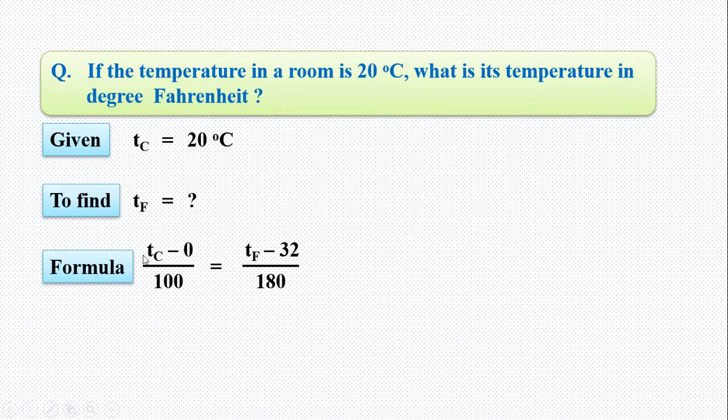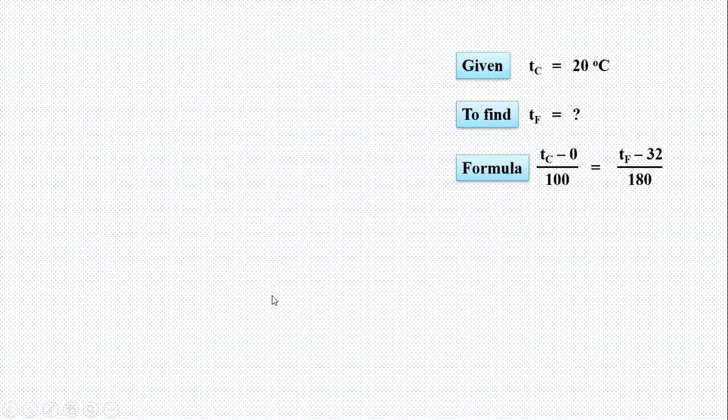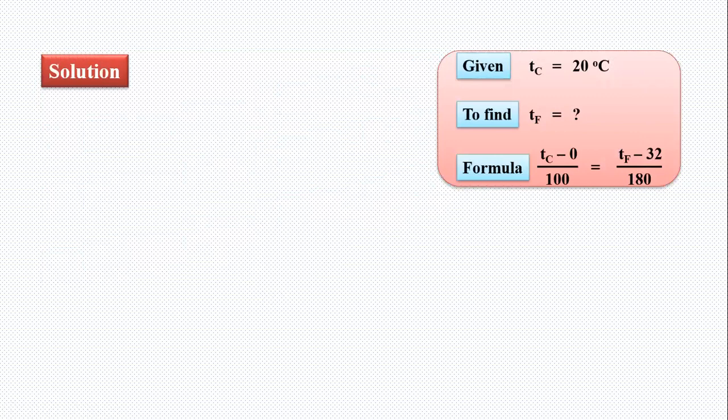तर TC म्हणजे अननोन टेम्परेचर इन सेल्सिअस मायनस आइस पॉइंट दॅट इज 0 divided by 100 is equal to TF, that is unknown temperature in Fahrenheit, minus 32, कारण फॅरनहाइट मधला आइस पॉइंट 32 आहे आणि फॅरनहाइट मध्ये आपण डिग्रीज किती केल्या होत्या, 1 म्हणजे डिव्हिजन्स किती केल्या, 180 केल्या होत्या. हा फॉर्म्युला आहे. मग या फॉर्म्युल्यामध्ये दिलेल्या किमती वापरा.